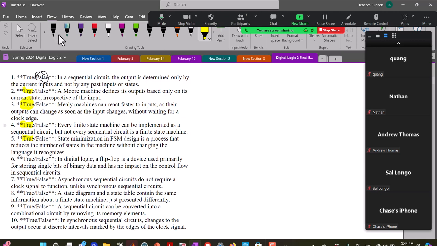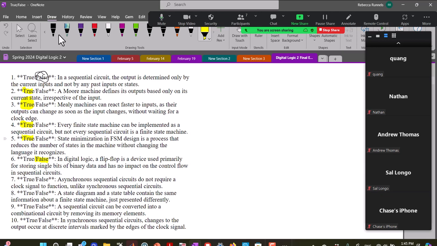In digital logic, a flip-flop is a device used primarily for storing single bits of binary data and has no impact on the control flow in sequential circuits. False. That one is false. And why is that one false? Yeah, it can control the flow. If you have a flip-flop, it can say what the next thing is that's going to happen. And so it does control it because it has logic in it as well.